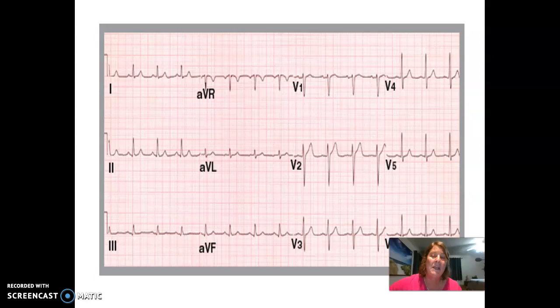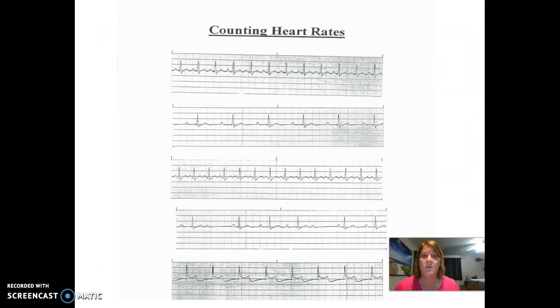So if you have a patient who is, for instance, having chest pain and you're thinking, could they be having a heart attack? And you look at lead 2 and it's not showing any changes, it doesn't mean that there's not changes happening in other areas of the heart. So you always do need that 12-lead ECG when something's going wrong.